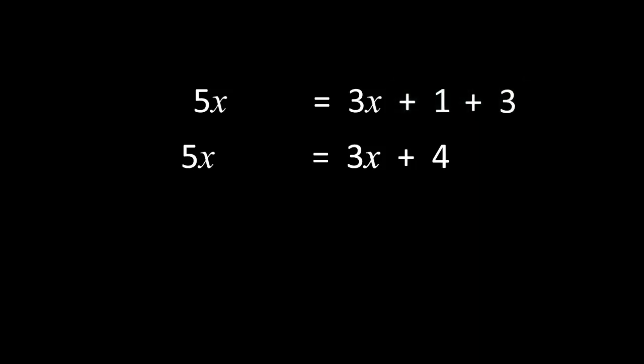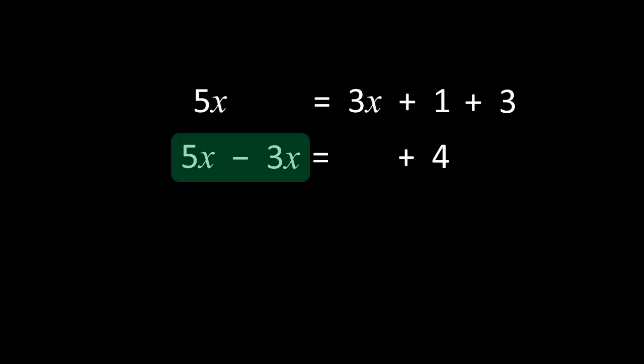Now, over on the right, that 3x is actually plus 3x. It's an invisible plus in front of it. So when we move plus 3x from the right to the left, it does the opposite. What's the opposite to plus? Minus. 5x minus 3x, we have a bit of a tidy up, is 2x equals 4.